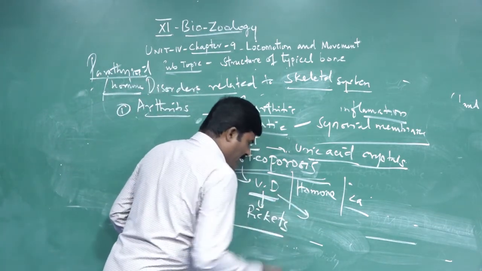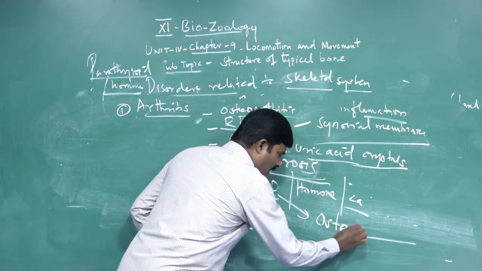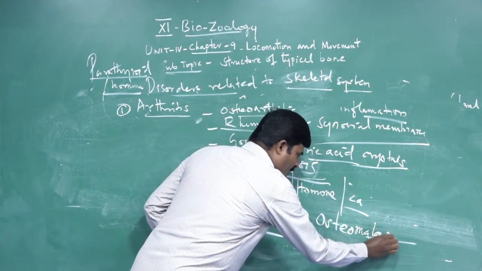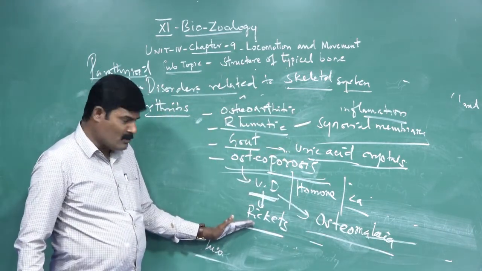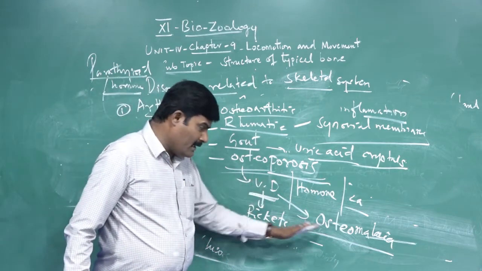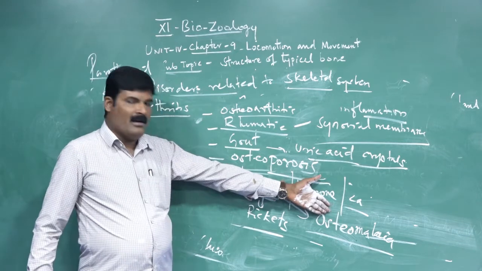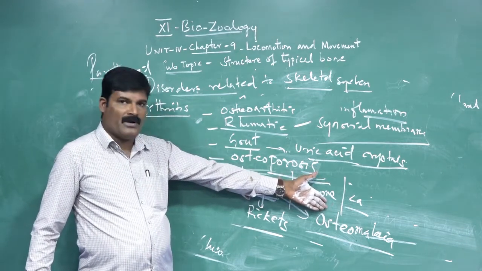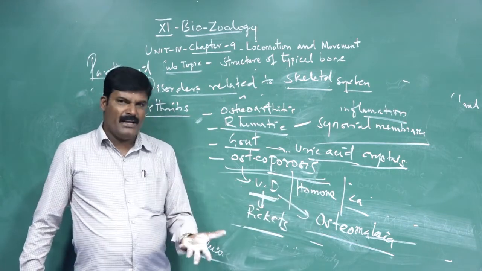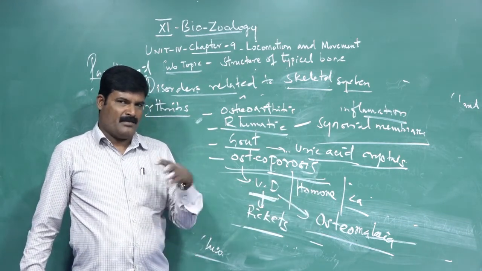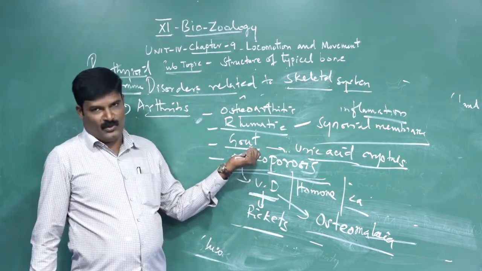But vitamin D deficiency in adults leads to osteomalacia. Vitamin D deficiency in children leads to rickets. Vitamin D deficiency in adult females is called osteomalacia. Particularly females above the age of 45 to 50 are affected by osteomalacia because of weakening of the bones. Soft and easy to break. This condition is called osteoporosis.